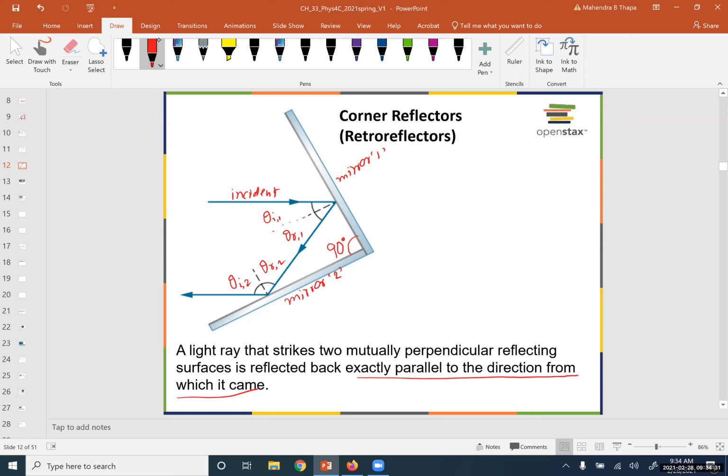So you have to do some geometry. If you use the geometry, then you'll find that the reflected ray is exactly parallel to the incident ray finally. Okay, so this is the incident ray. We started from here initially. This is the final reflected ray. So this is the example of multiple reflection.